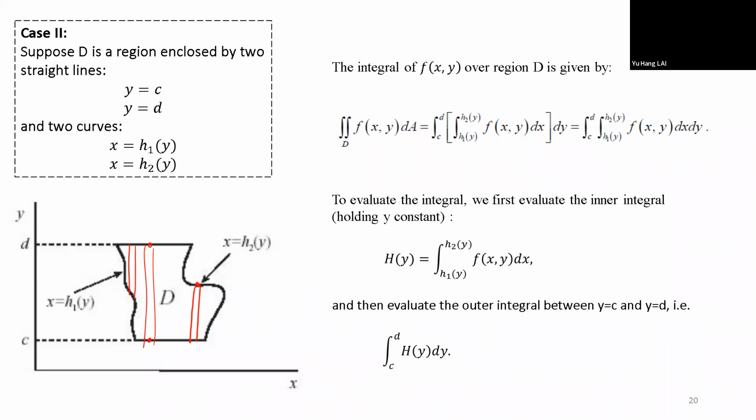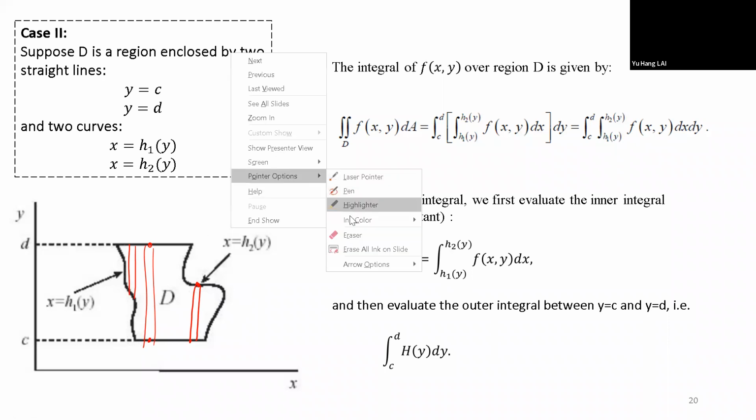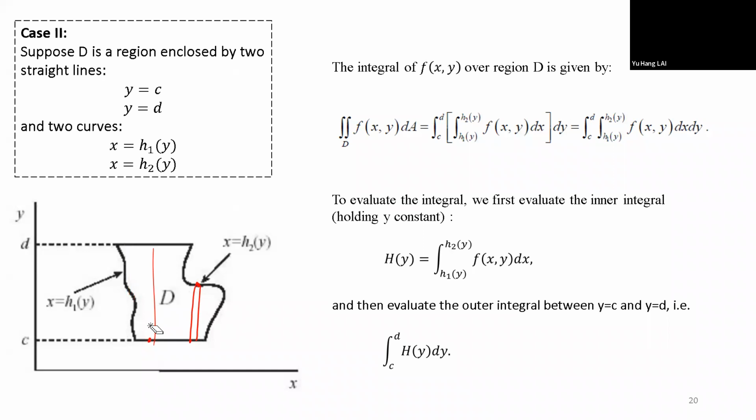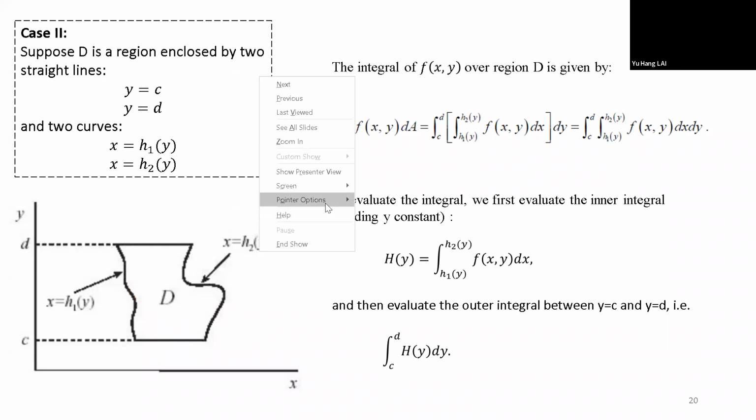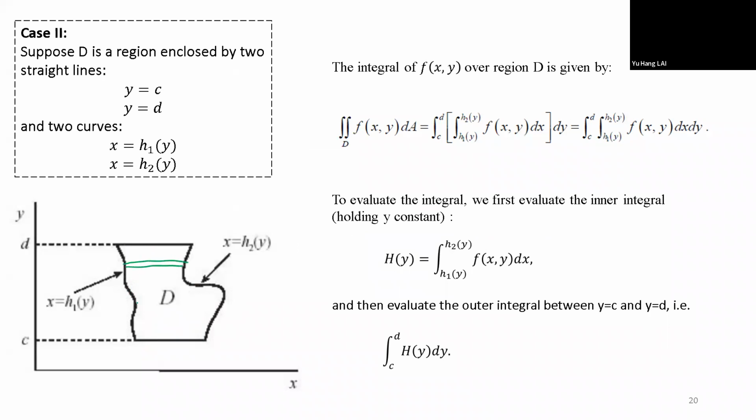So that means you need to further divide this region into smaller sub-regions in order to set up the limits for different regions. I'll give you one more example to make it more clear. But anyway, in this case, we will try to cut it along the other direction, along this direction.